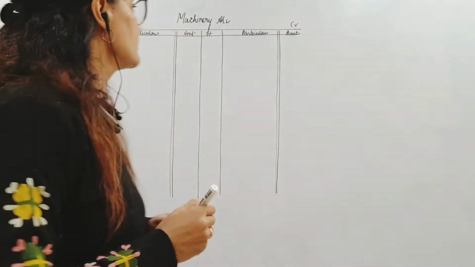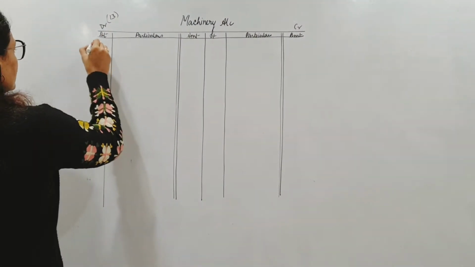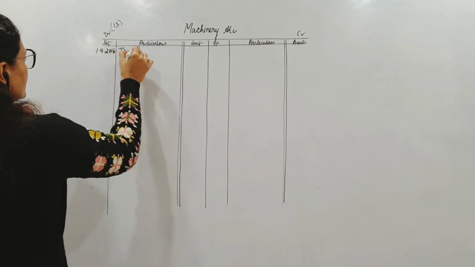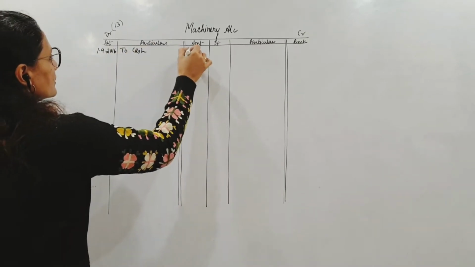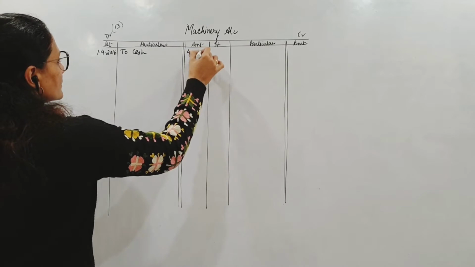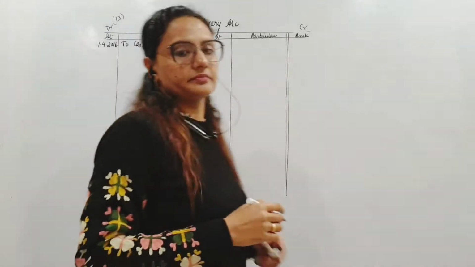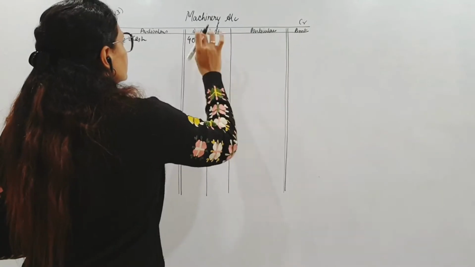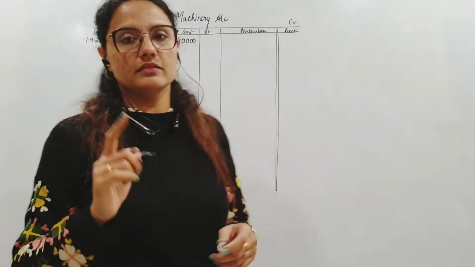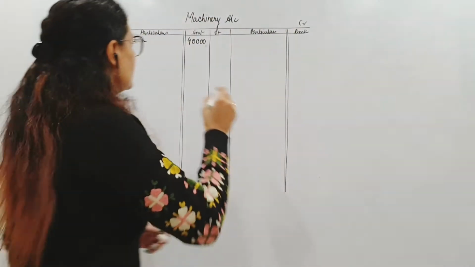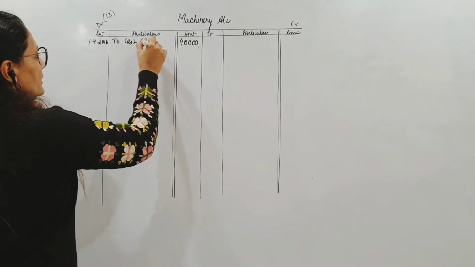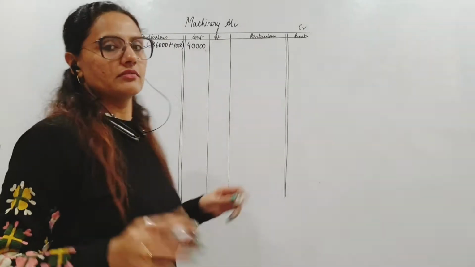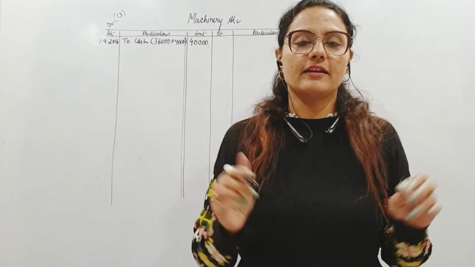So the entry for that, we are purchasing that on 1st of April 2016 to cash, 4 lakhs. No, sorry, 40,000. 36 plus 4. So obviously the breakup is there. So we will give this as the 36,000 plus 4,000 installation, clearly showing the 40,000 asset.